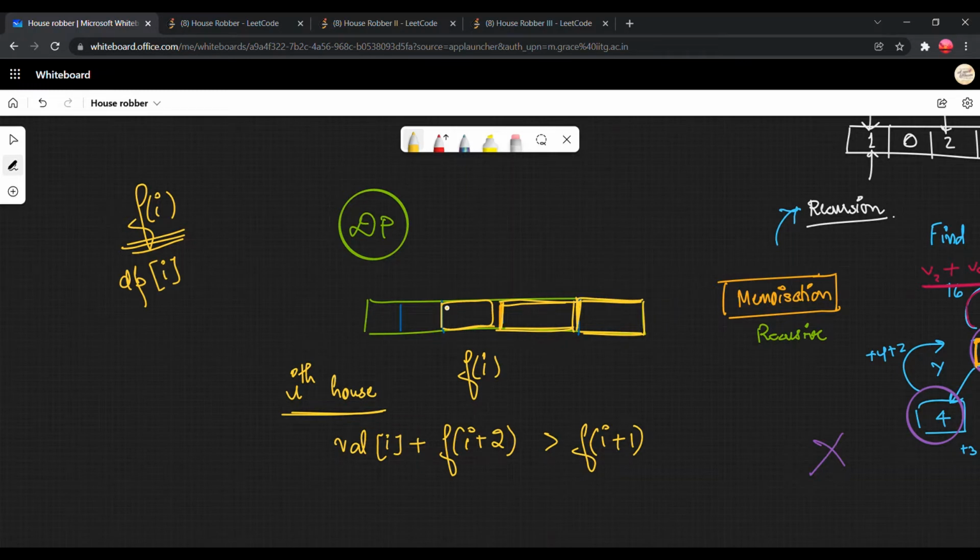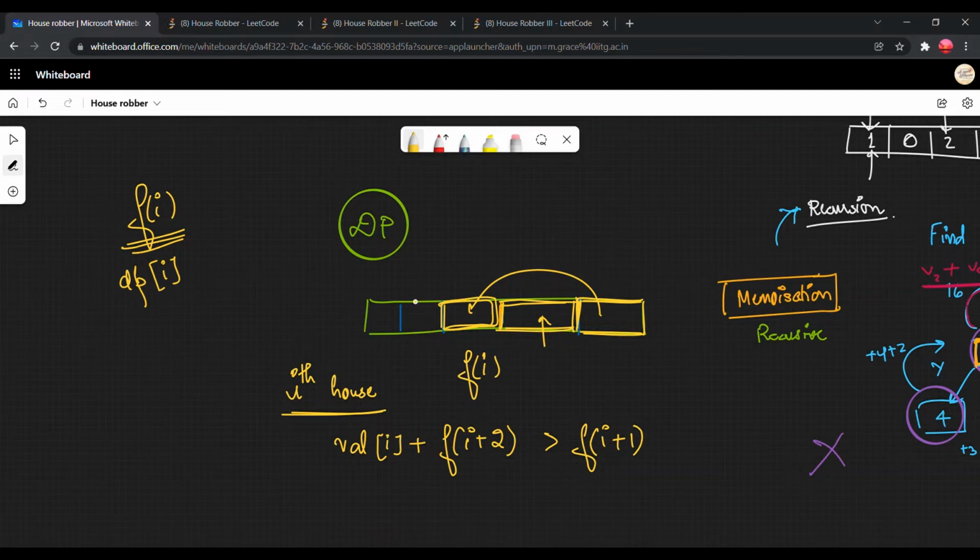Anyway, so f of I is going to be equal to deciding whether I should not loot this house, or should I loot this house. If I loot this house, I have to go there. And if I don't loot this house, then I just have to go here. So that's basically the crux of this idea.